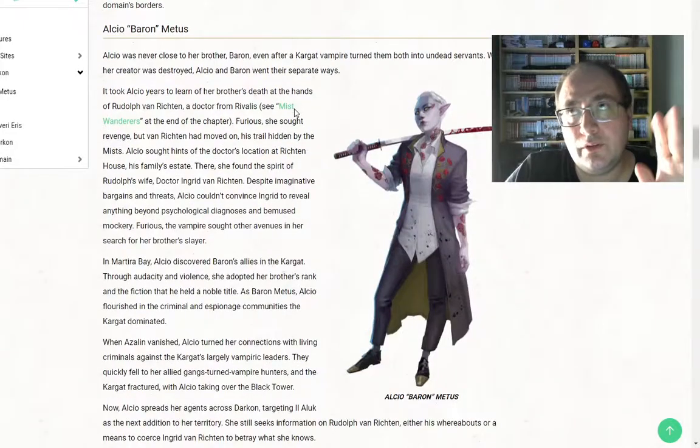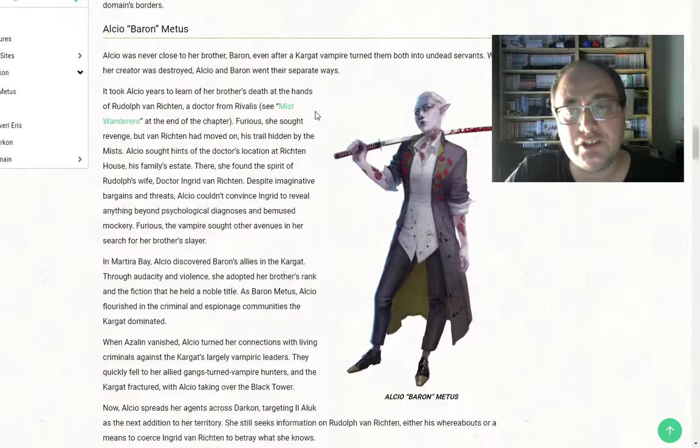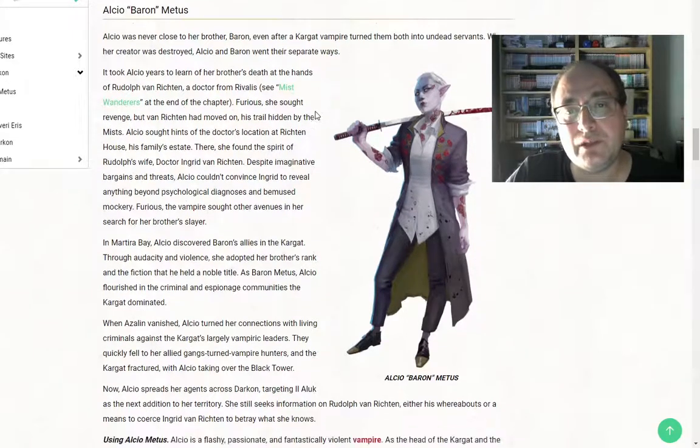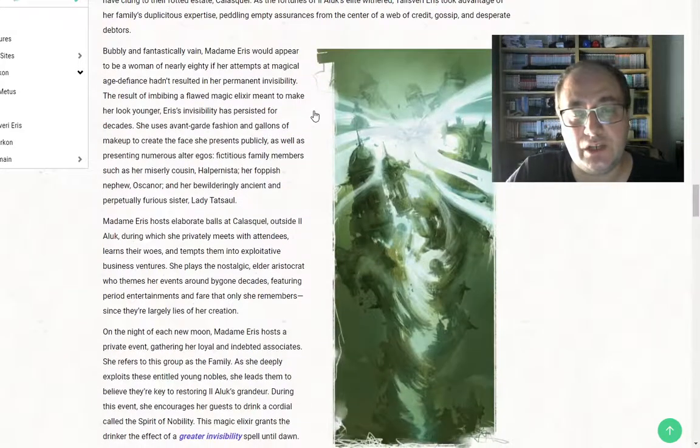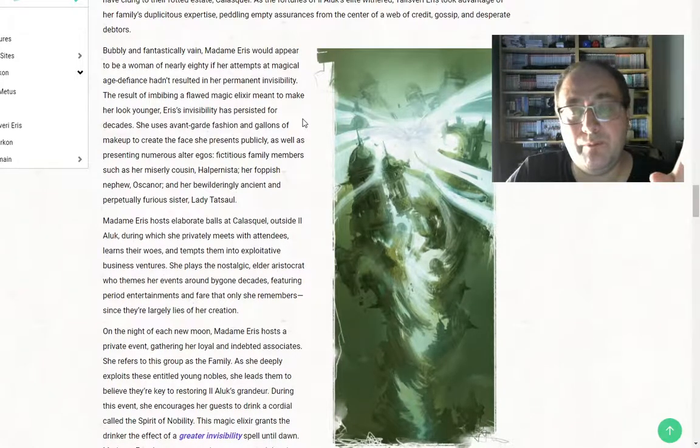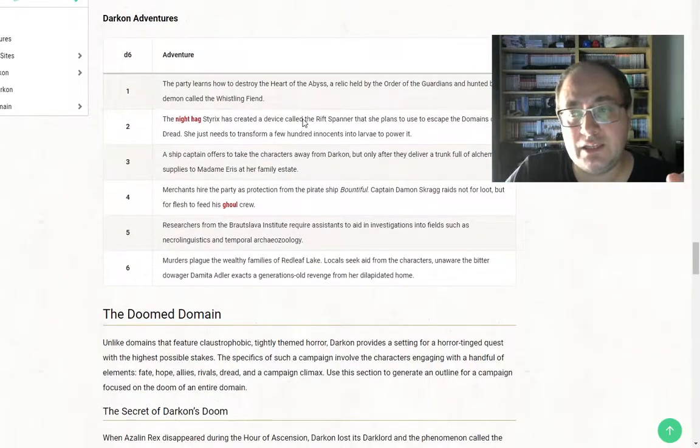I really like the feel of this domain. I really like how they changed it, but maybe the thing that I love the most about this domain is the GM tools. And I think this is maybe the domain with the best GM tools, because it gives you the tools you need to create that grand campaign. So here are some adventures you can have in Darkon.